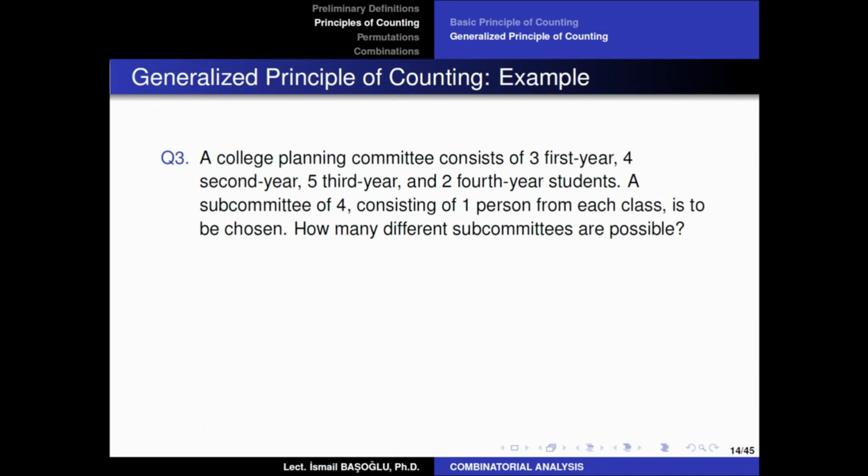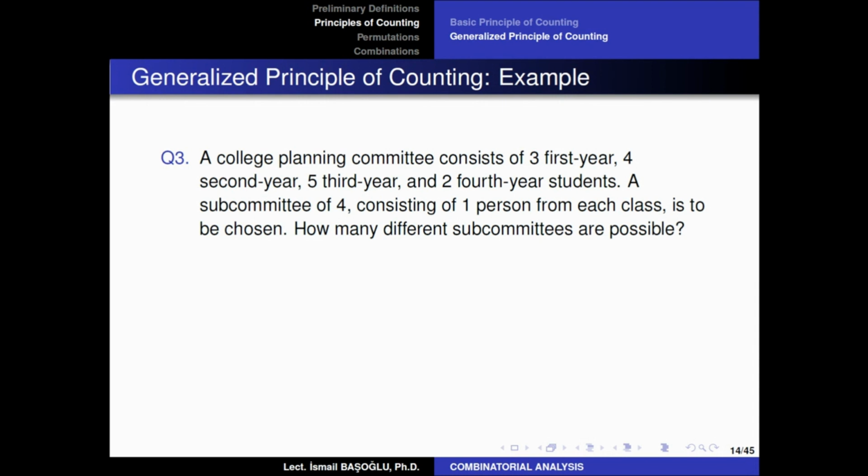A college planning committee consists of 3 first-year, 4 second-year, 5 third-year, and 2 fourth-year students. There are 14 students in this planning committee. A subcommittee of 4 consisting of 1 person from each class is to be chosen. So we are going to choose only 4 out of these 14 students.